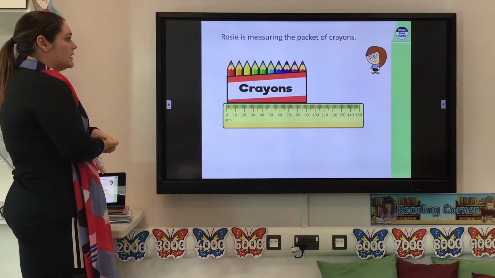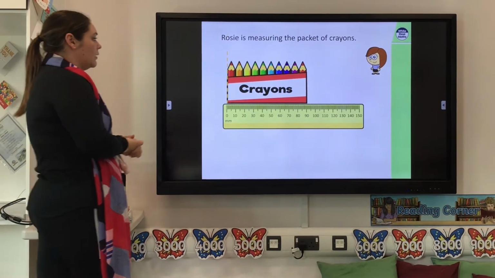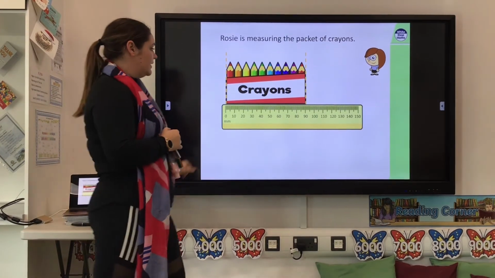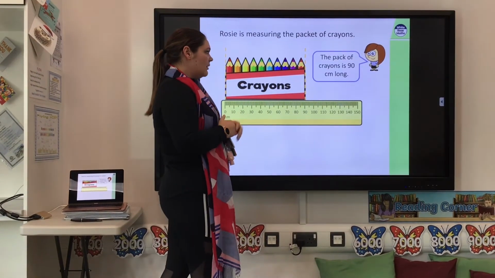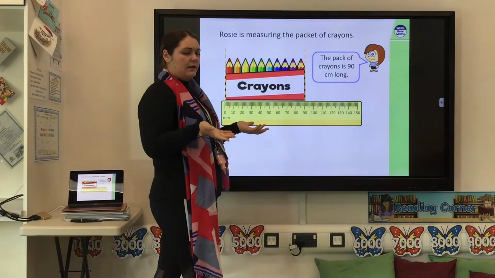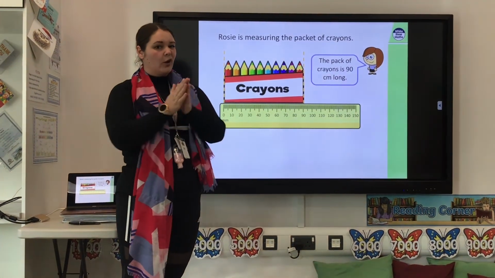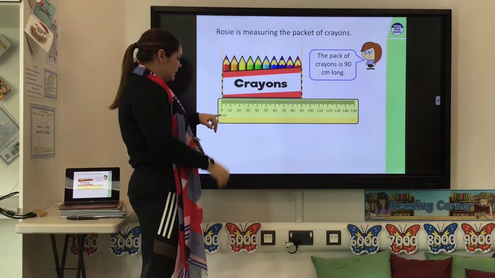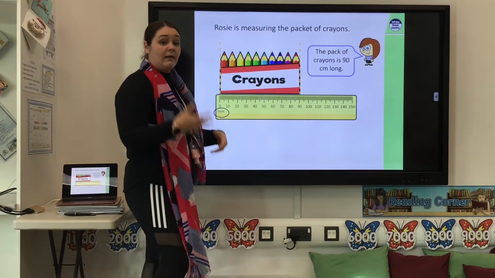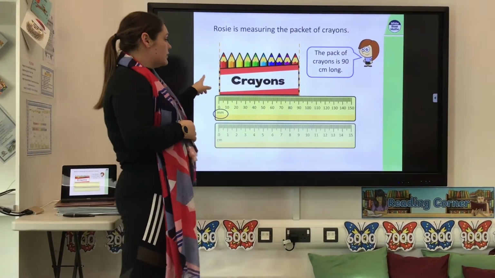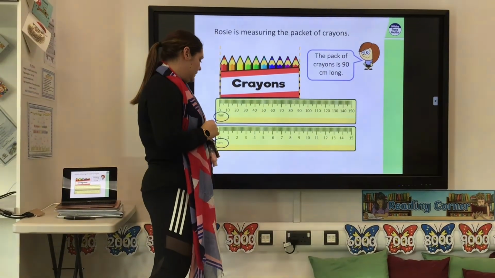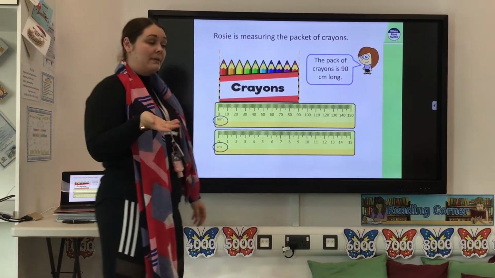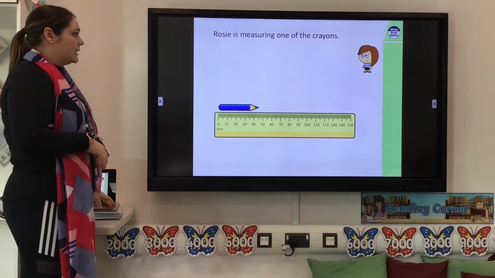Okay, so Rosie is now measuring the packet of crowns. She's lined hers up from the 0, which is fantastic. And hers goes all the way across here to 90. She said the pack of crowns is 90 centimetres long. Now I don't know about you, but crowns aren't normally that big. 90 centimetres is quite a lot. I'm looking at her ruler and I've noticed this ruler counts in mm. So that is millimetres. So Rosie's packet of crowns is 90 millimetres long. So if we're looking at that as centimetres, it would be 9 centimetres or 90 millimetres. So it's really important you know what your ruler is measuring in.